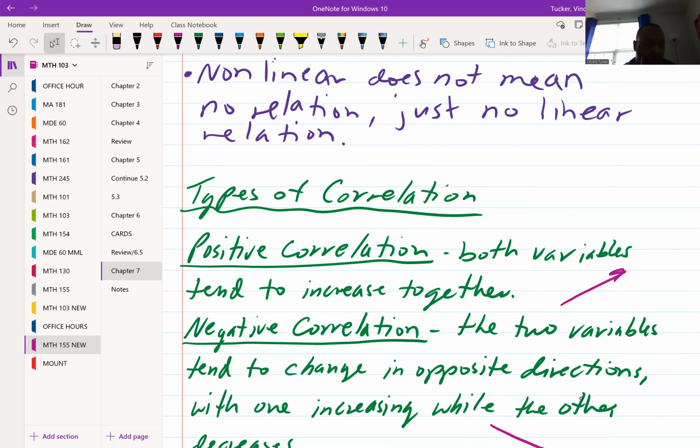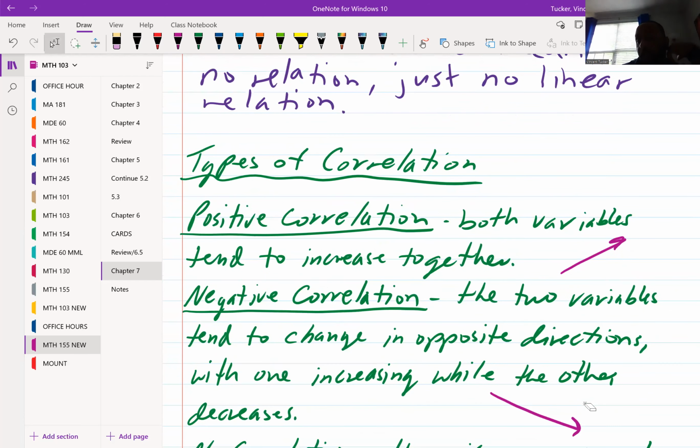All right, so types of correlation. Positive correlation is when both variables tend to increase together. So in other words, when you're reading your graph from left to right, it goes up. Negative correlation, the two variables tend to change in opposite directions. So when one is increasing, the other is decreasing. So in other words, when you read it from left to right, your pattern will go down.